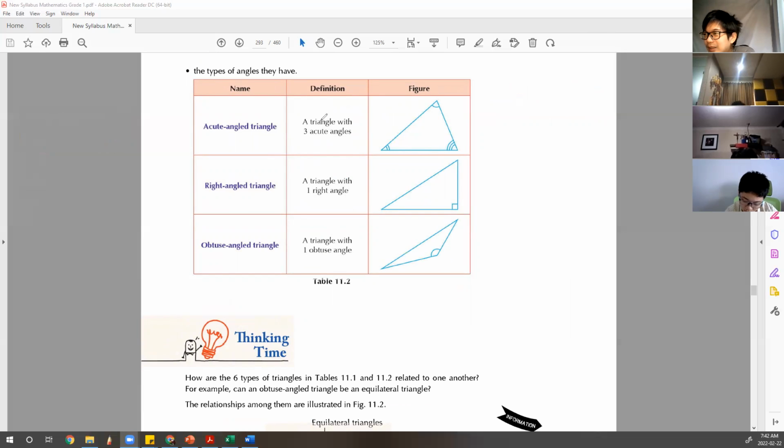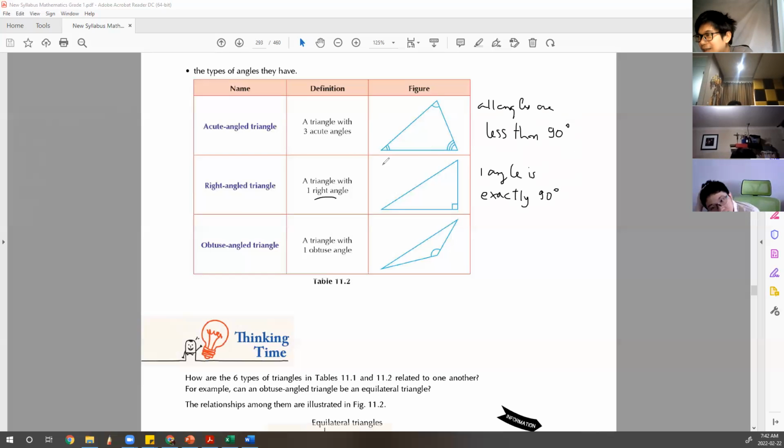Acute angle triangle: a triangle has three acute angles. Every angle is less than 90 degrees. All angles are less than 90 degrees. Okay, how about this? One angle is exactly a right angle, or 90 degrees. A right angle is 90 degrees. One angle. So this is called a right angle triangle.